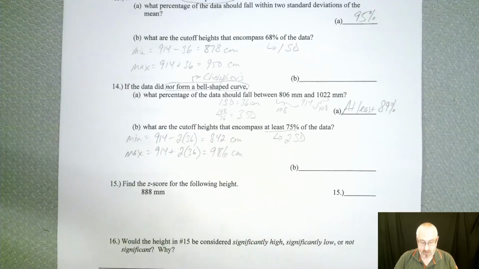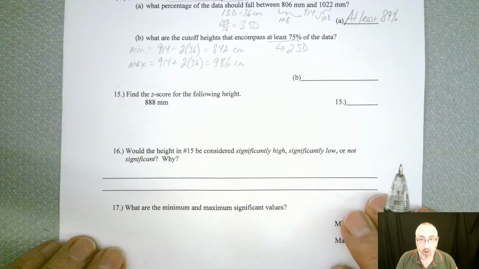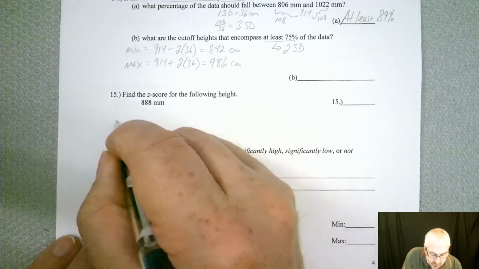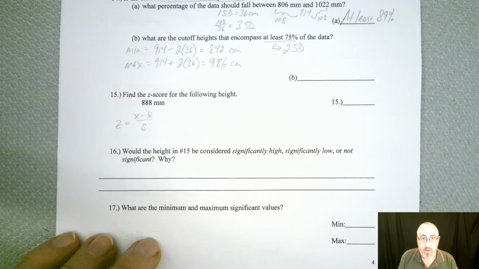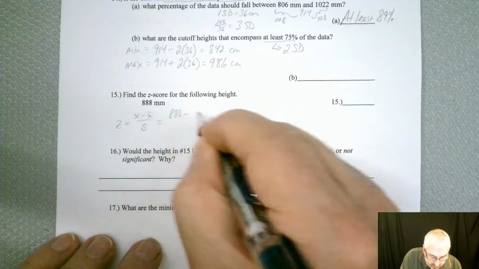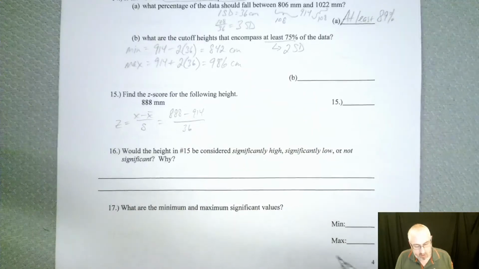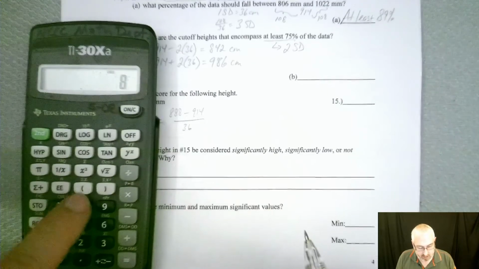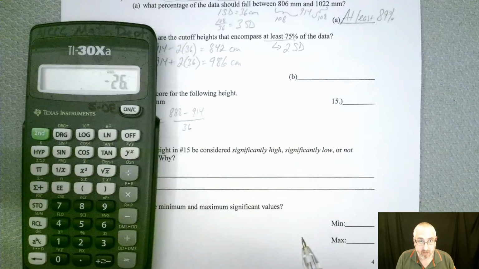All right. Now for 15, find the z-score for the following height. Z-score is a concrete formula: x minus x bar all over s. So remember, the value always comes first. So 888 minus 914 all over 36. Now remember, do it deliberately in your calculator. So 888 minus 914 equals a negative 26.